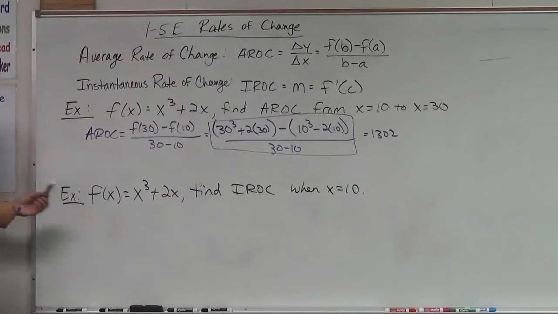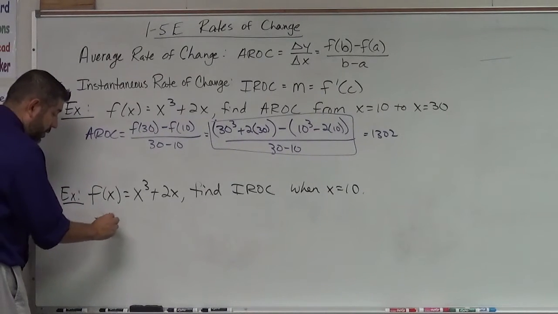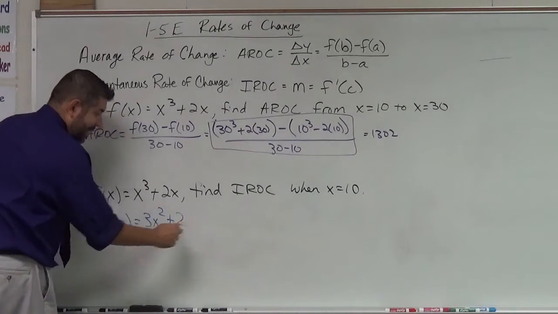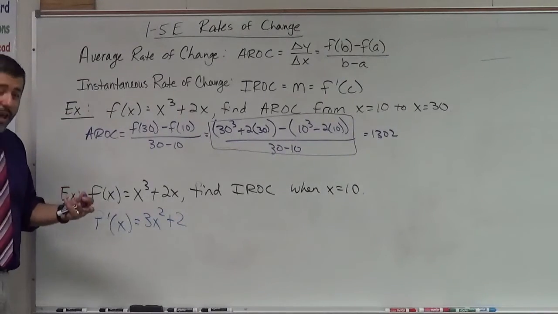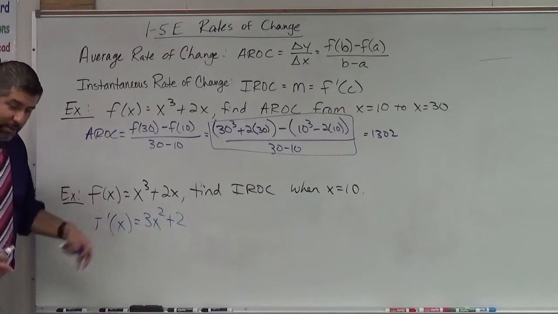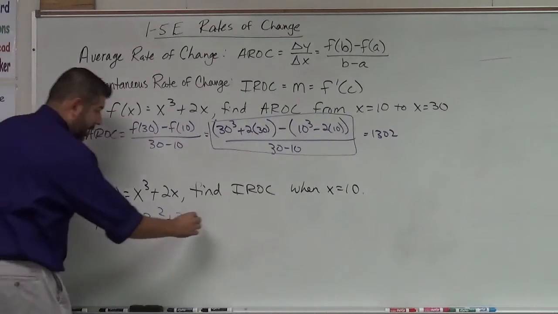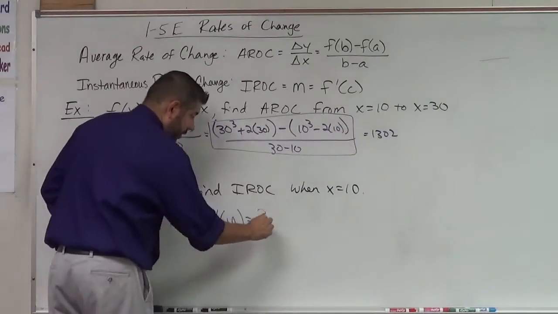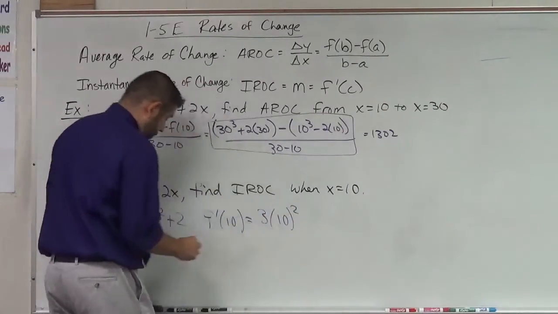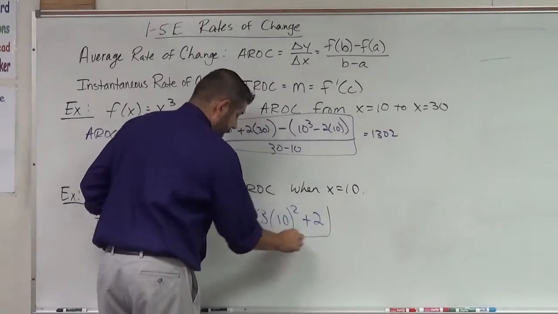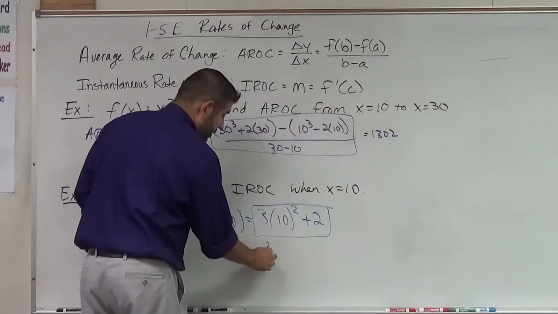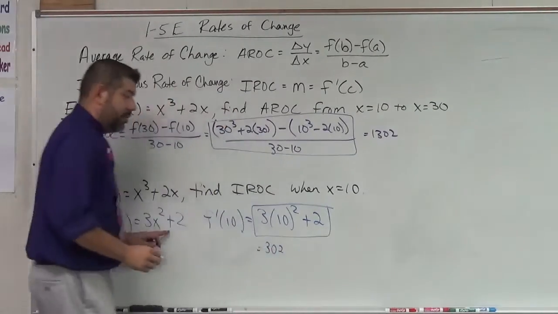All right, so this last one here, we're finding the instantaneous rate of change, so I'm going to take the derivative. Whenever you see the word instantaneous, that means take the derivative. Instantaneous, take the derivative. Okay, and then we're going to plug in 10. So f prime of 10 is going to be 3 times 10 squared plus 2. And again, that's good enough for us. We can go ahead and leave it like that if you really, really wanted to, because it's angering you. I do believe that's 302.